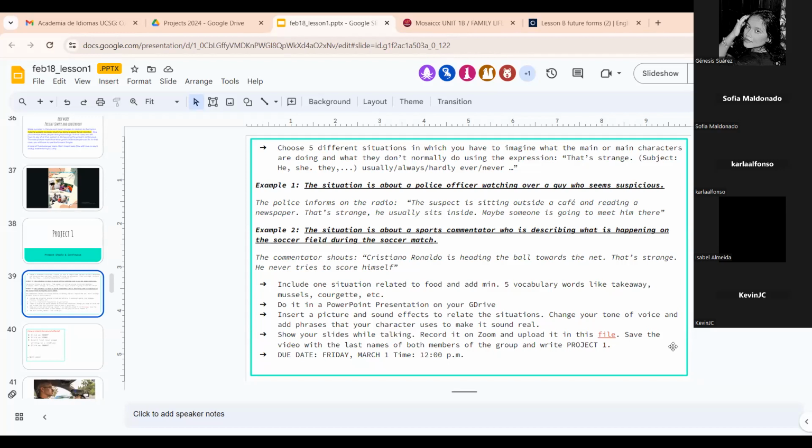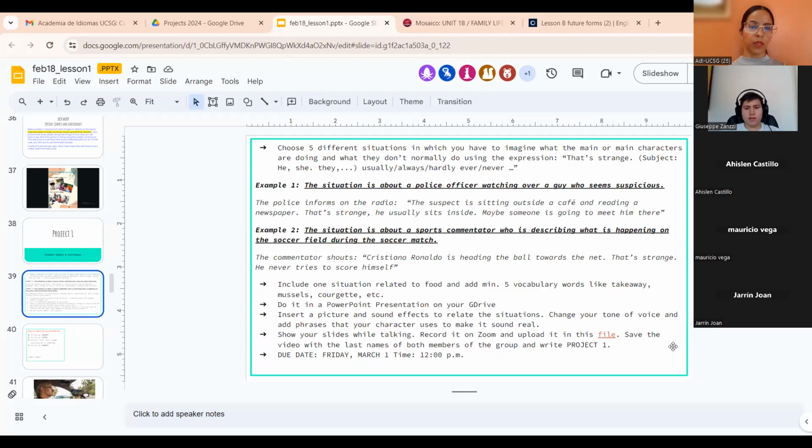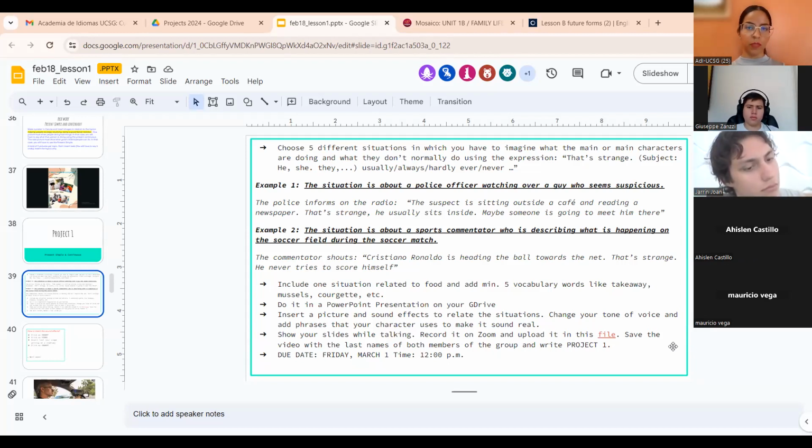So we have to do like 5 examples, 5 different situations. There must be a main character. You can also have more main characters, that will depend on the situation. And you need to include the expression "that's strange," followed by a subject and an adverb of frequency, and then you complete the whole idea. This last part must be in present simple because, look, I have this example.